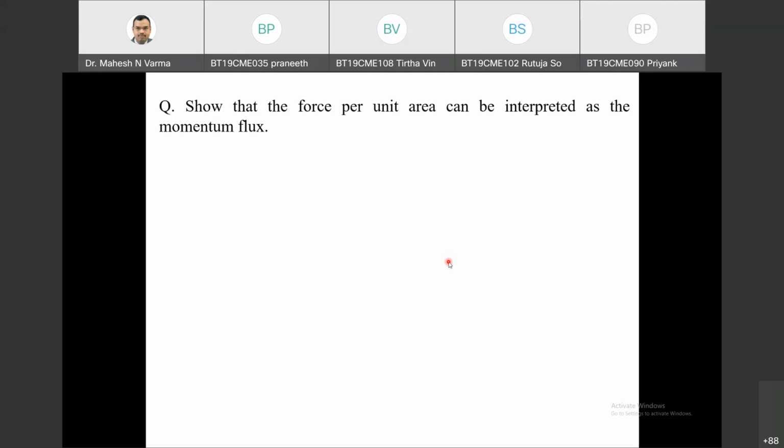So you can use the dimensions of shear stress and the dimensions of momentum flux, and based on that and the definition of momentum flux and the definition of force per unit area or shear stress, conclude that force per unit area or shear stress can be explained and understood as a momentum flux also.